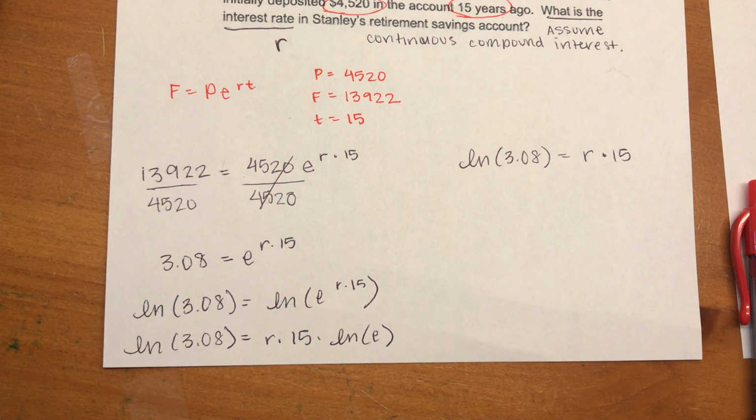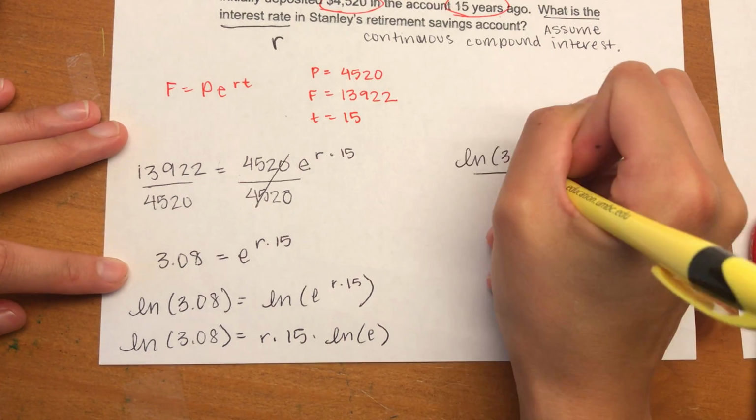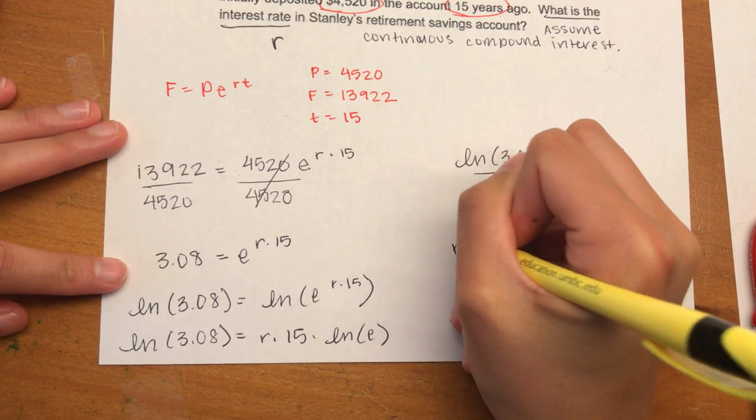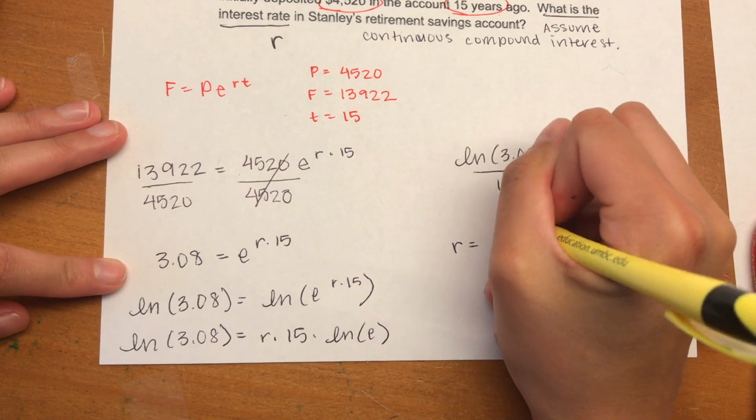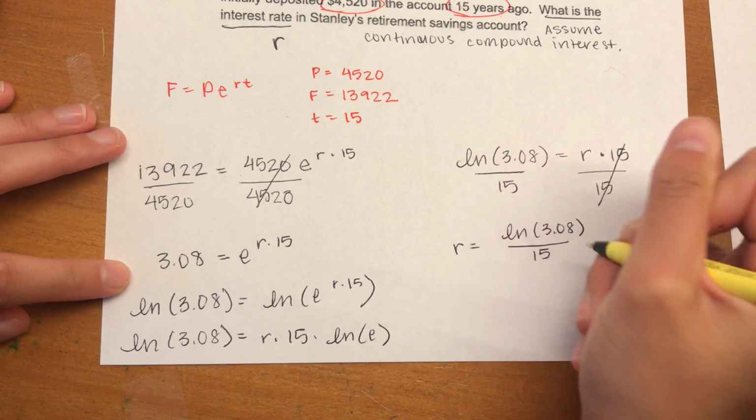Now we're on step 4. What's step 4? Isolate the variable. So how am I going to get r by itself? I'm going to divide both sides by 15. Perfect. So r is going to be equal to the natural log of 3.05 all over 15.